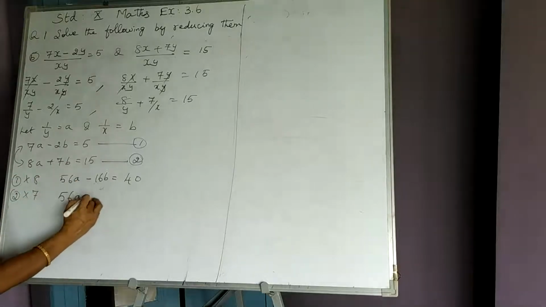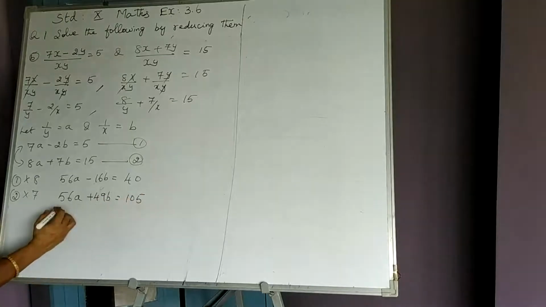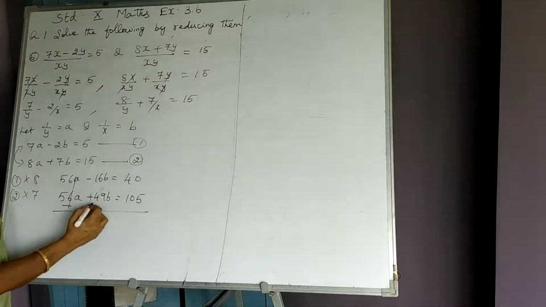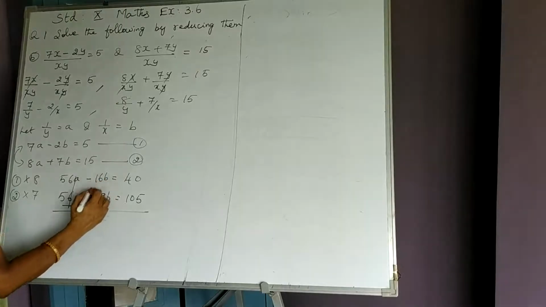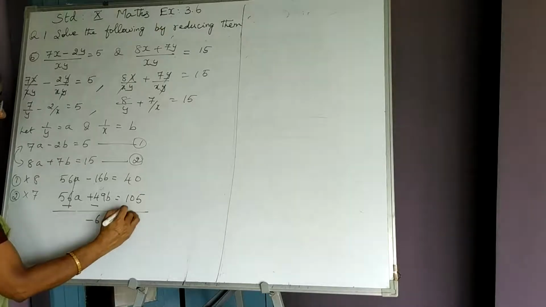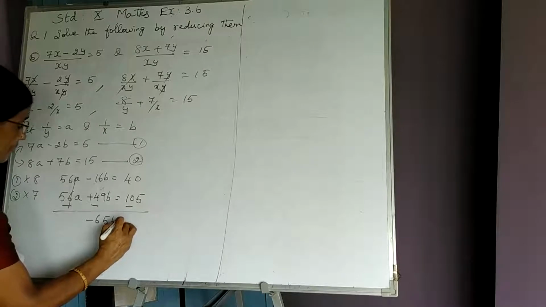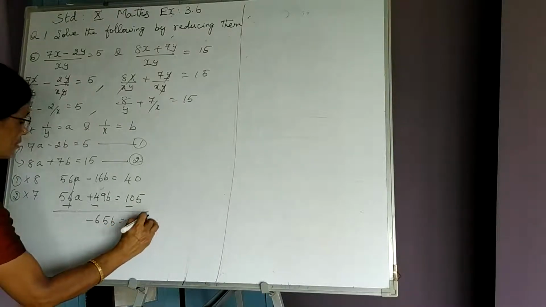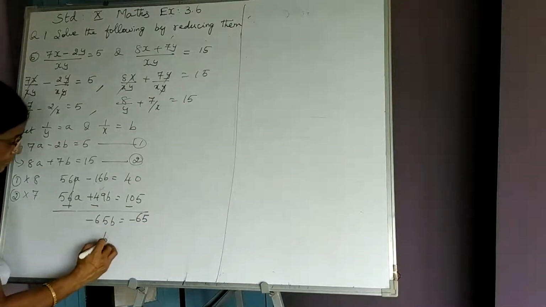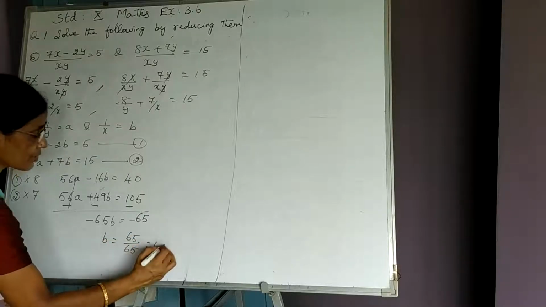So multiplying by 7, here we will get 49b. 15 into 7 becomes 105. Minus, this gets cancelled. Here it is minus, so we get minus 65b, and here we get minus 65. Therefore, b is equal to 65 upon 65, which is equal to 1.